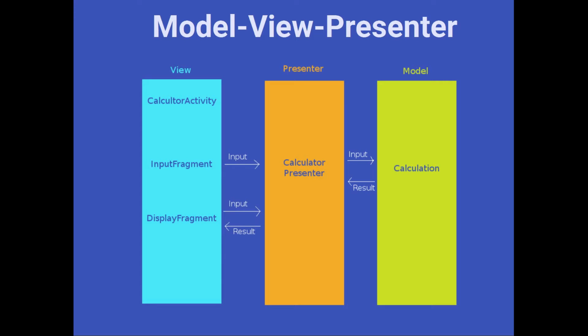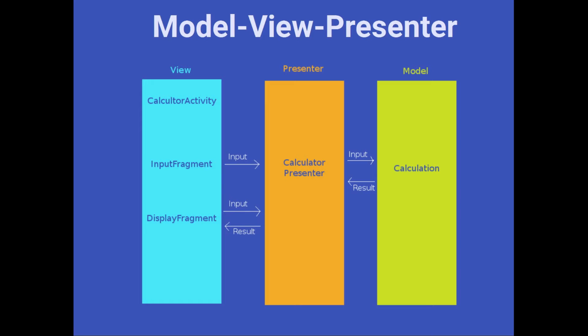But before we get into that, I wanted to overview one more time our basic structure for the software architecture. So as you can see, for view classes we have calculator activity, input fragment, and display fragment. And what I've done is I've basically lumped those all together into a single view.